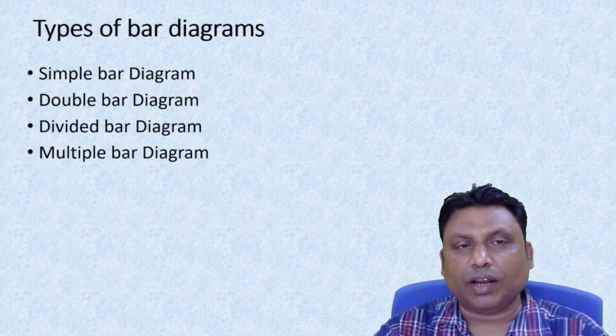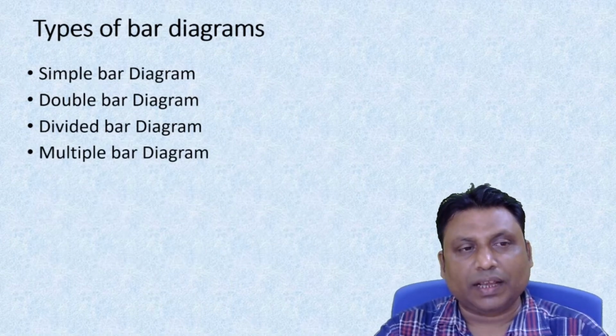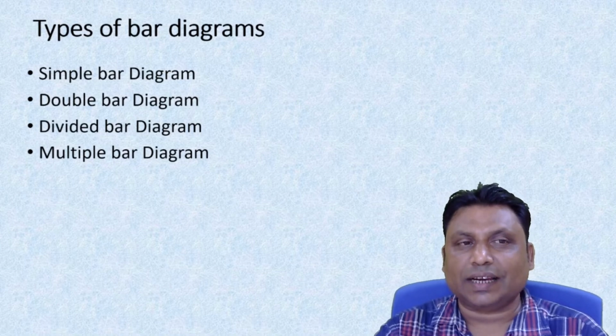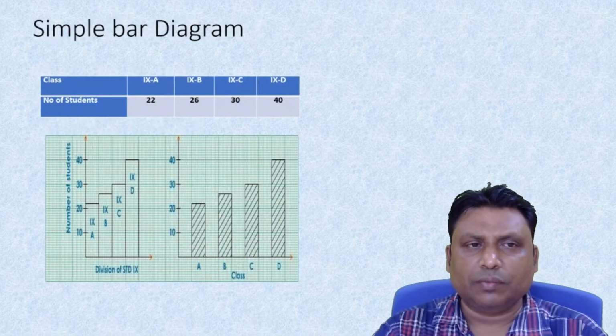There are four types of bar diagram: simple bar diagram, double bar diagram, divided bar diagram, and multiple bar diagram. So how can you use these data sets to prepare the diagram? One by one we are discussing. First one is the simple bar diagram.